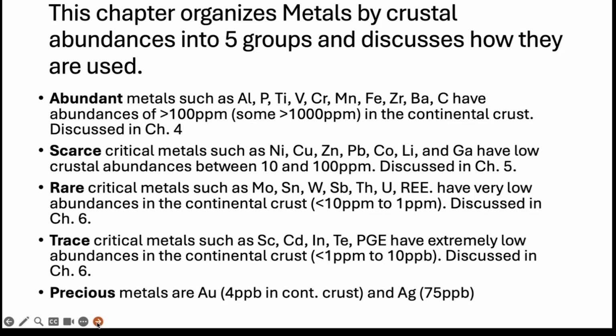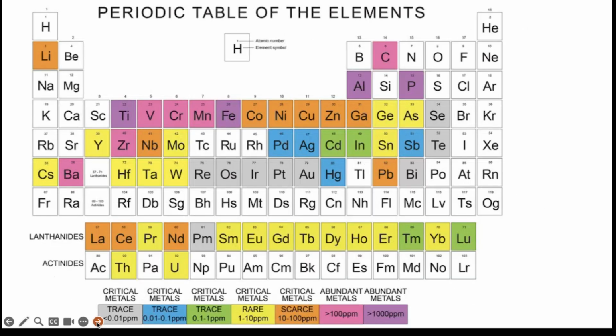So, if you think about this class, there's about 10 of us. We're about a part per billion of the world population. So that gives you an idea how small a part per billion is. Actually, maybe 1.5 ppb of the world population. And then, of course, we've got gold and silver. And gold is at 4 parts per billion in the continental crust. That's damn little. So we'll take this classification and go through how we use these elements.